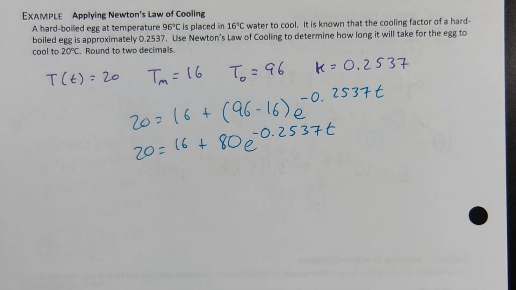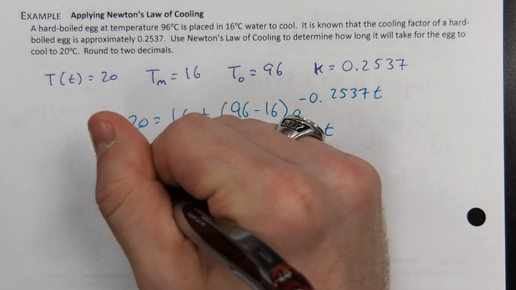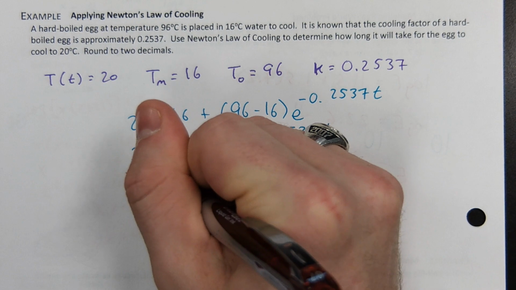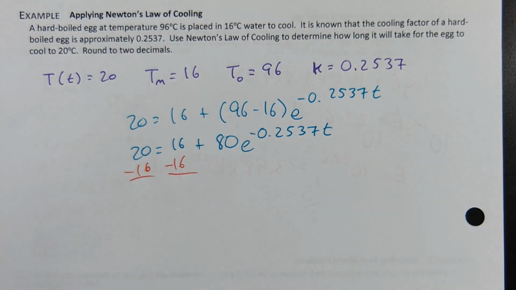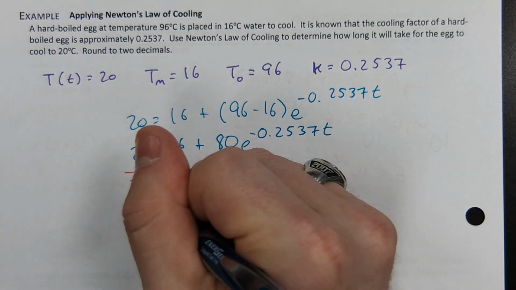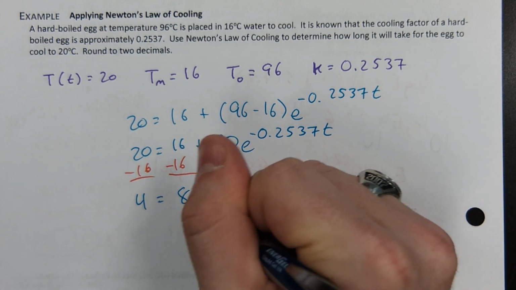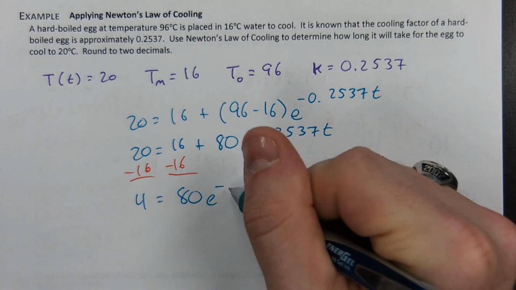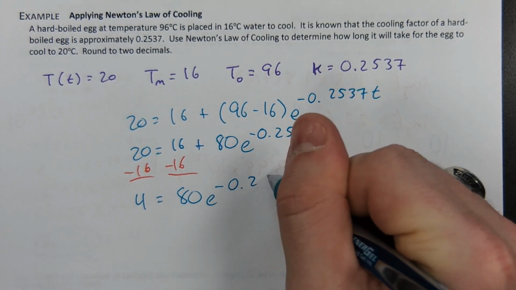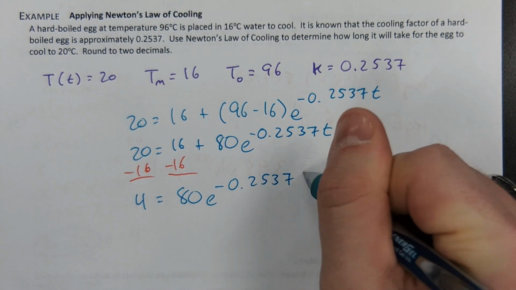But Allie said subtract 16, and she's right. I'm going to subtract 16 from both sides. We have 4 equals 80e to the negative 0.2537t.